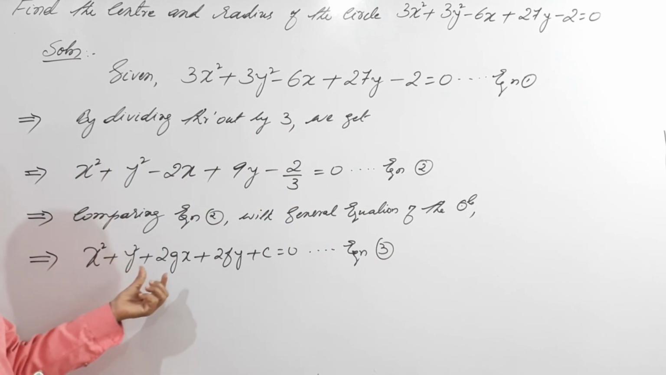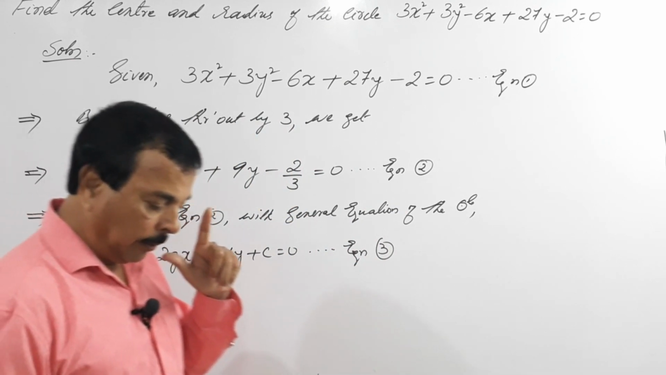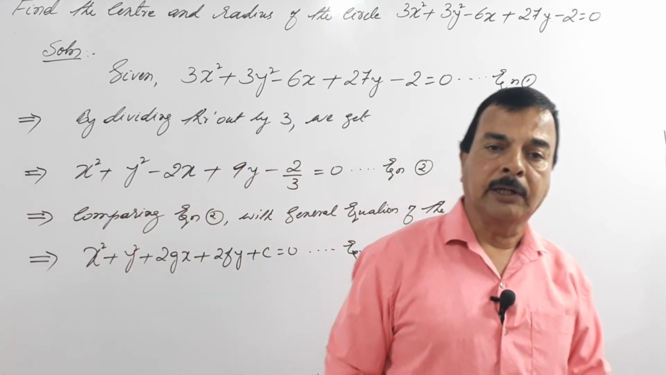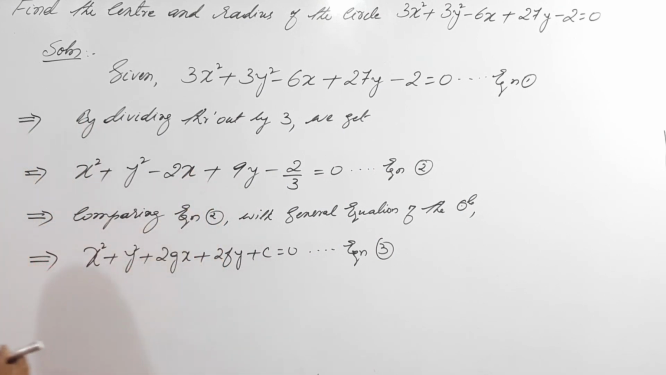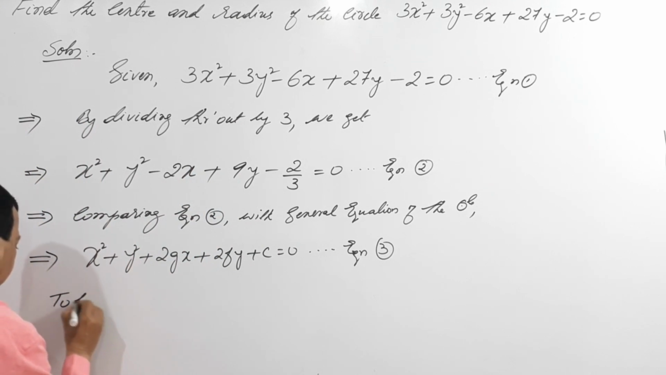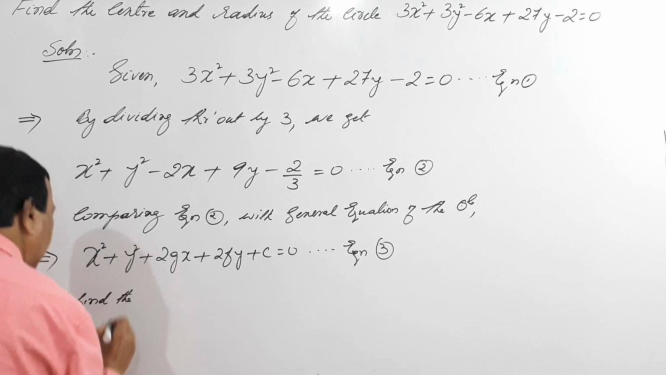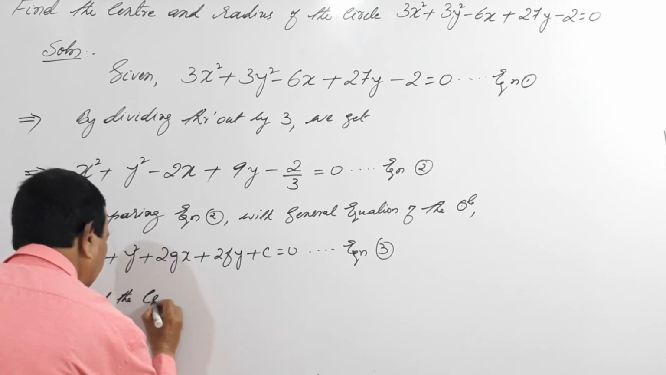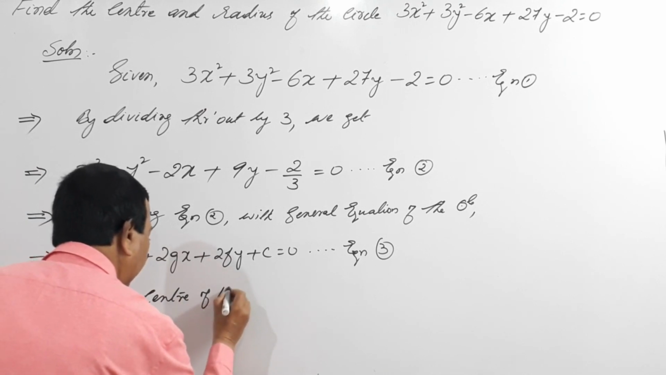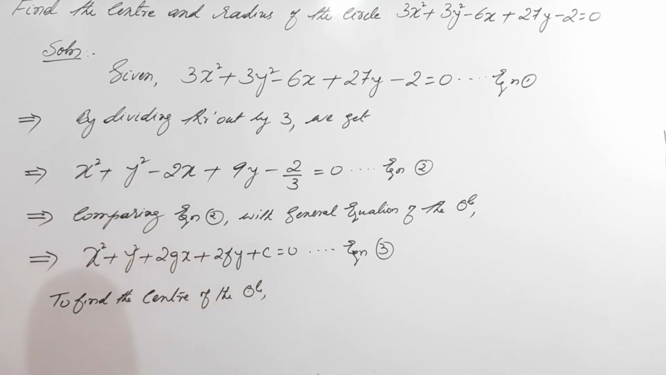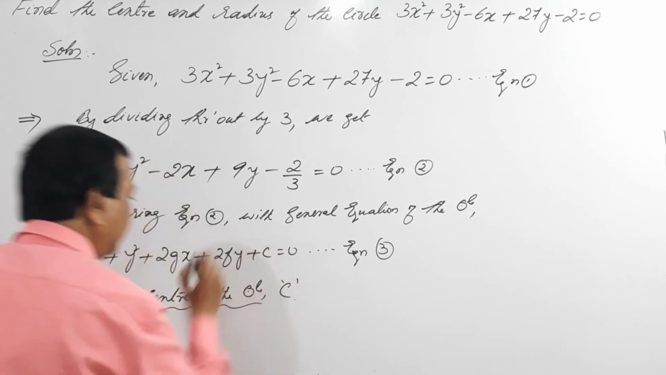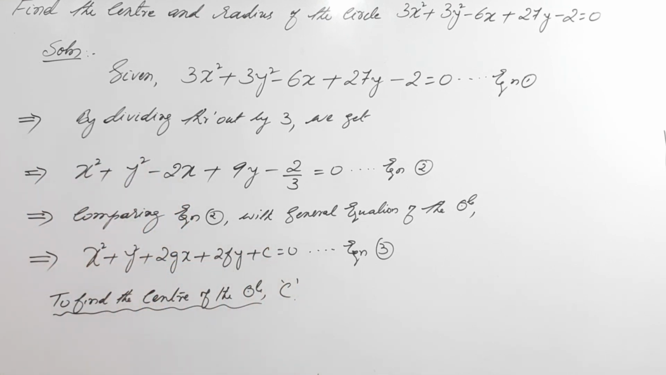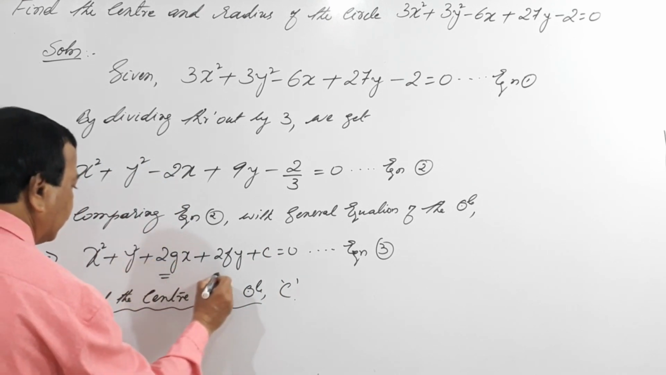So now we know that to find the center of the circle, we take the coefficients of 2g and 2f, right? So now we'll find out this 2g and 2f.